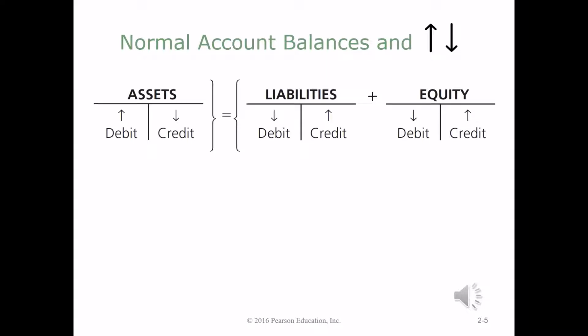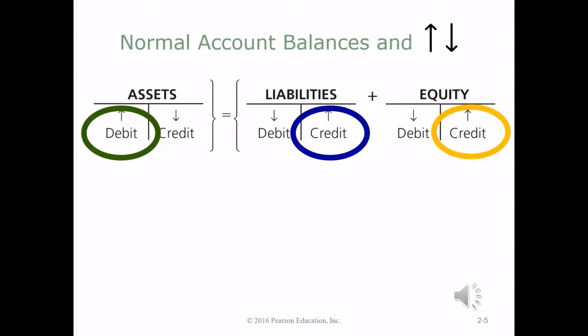Assets are always increased with a debit and decreased with a credit. Liabilities are always increased with a credit because they have a normal credit balance. And equity also, these accounts are always increased with a credit because they have a normal credit balance. Whether an account is increased or decreased by a debit or a credit depends on the type of account and its normal balance.